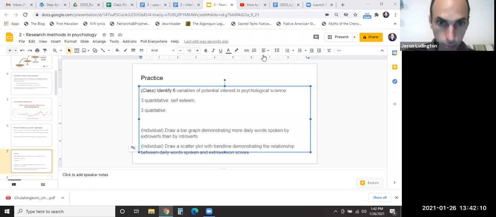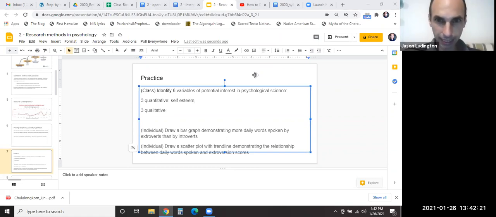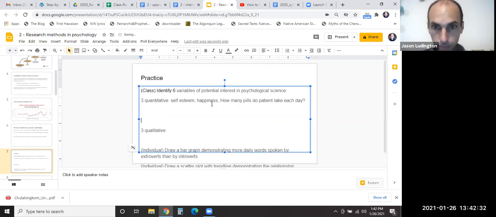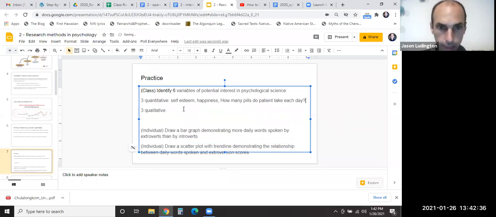How many pills do patients take each day? That's good. Okay. What else? Happiness. Yes. Okay. So I'll write those down. And now, 3 qualitative variables.